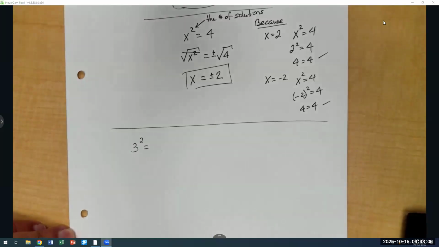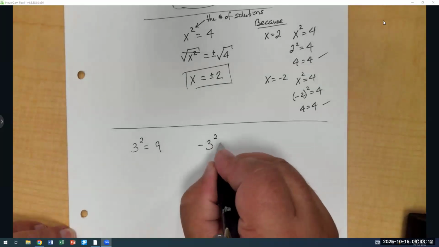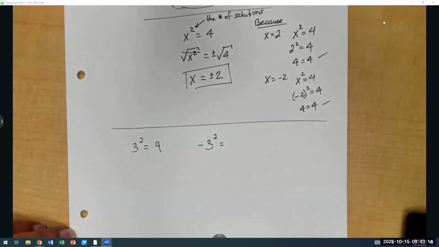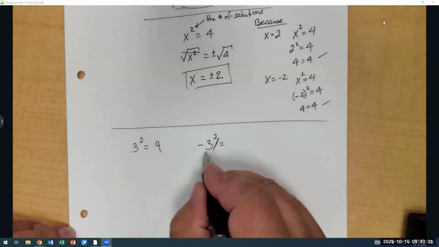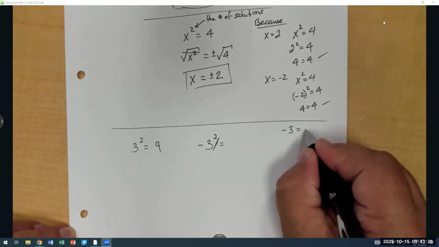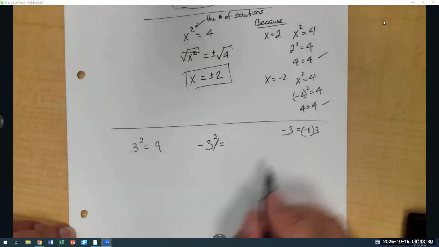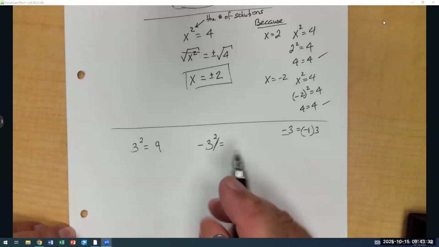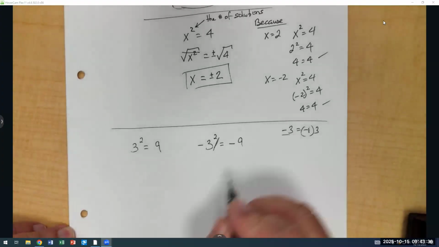What's 3 squared? What's negative 3 squared? -9. Why? Because the negative only belongs to the 3. Order of operations. Exponents, because what negative 3 means is -1 times 3. This is multiplication. This is exponents. So order of operations says do exponents first. So this is -9.